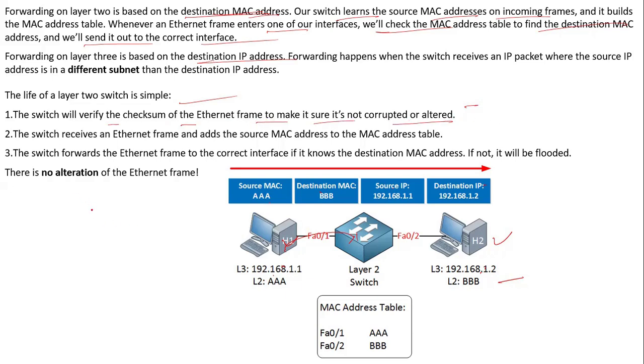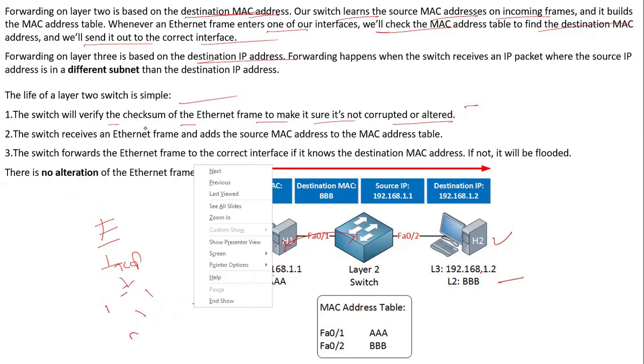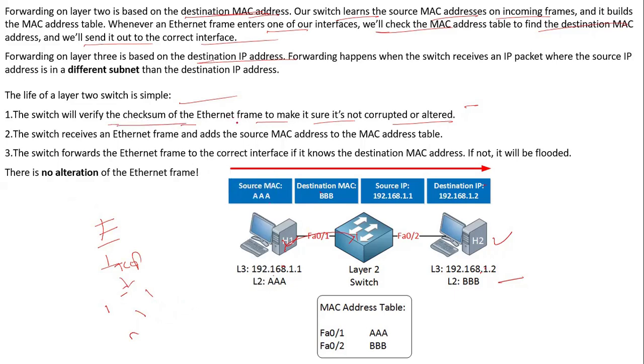What is the meaning? When your traffic is coming to the application layer, then presentation layer, then session layer, then it will come to the transport layer. Here it will be TCP or UDP, it will be tagged. Then it will come to the network layer. Network layer will add the IP addresses, source IP address and destination. Then it will come to the data link layer. Data link layer will add the MAC addresses, source MAC address and destination MAC address, and the checksum will also be calculated at the data link layer. So switch will verify the checksum of the Ethernet frame to make sure it is not corrupted.